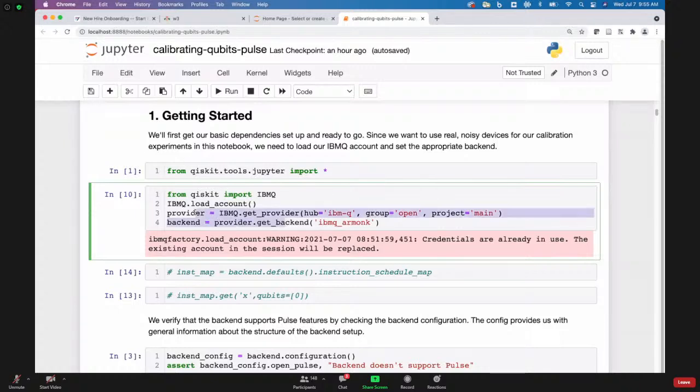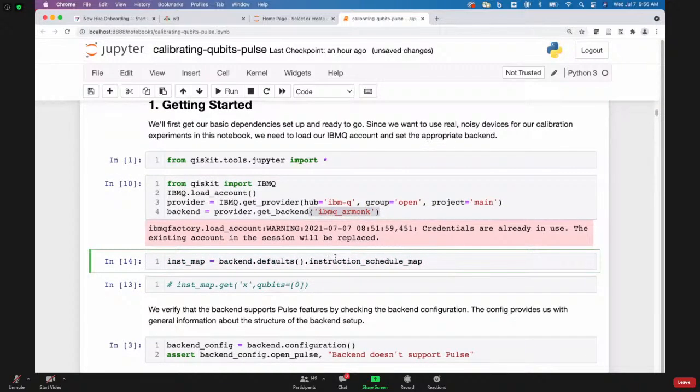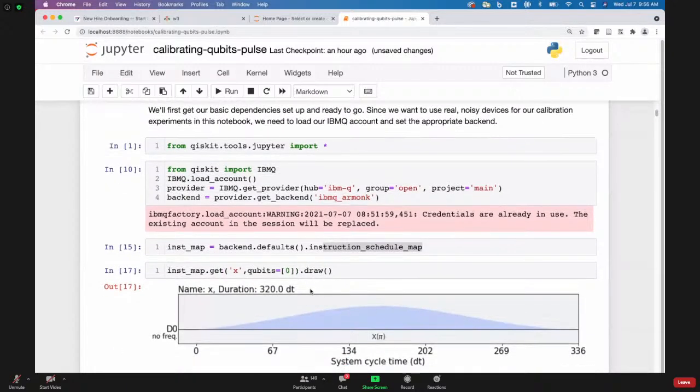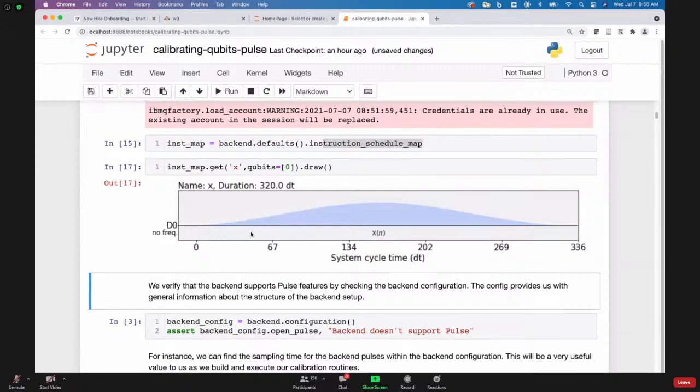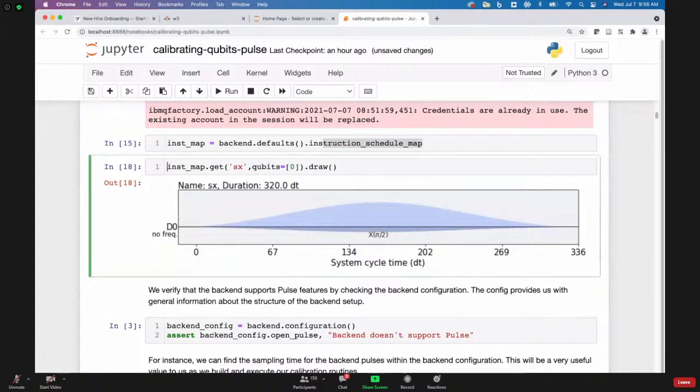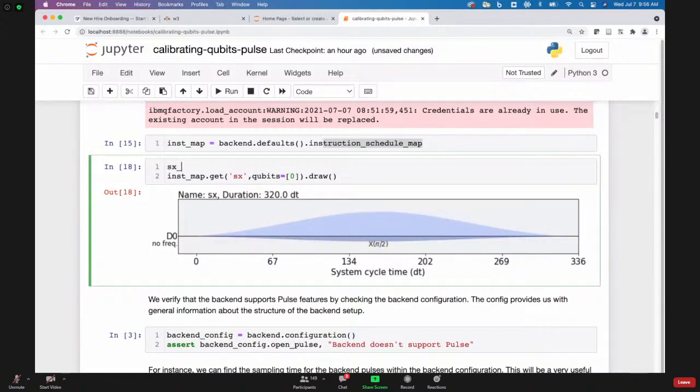So in here, I'm just going to set up Armonk as my backend by loading my account and using the open provider and Armonk here. Now, one thing I mentioned earlier is the idea of the instruction schedule map. The backend has some defaults, specifically this instruction schedule map. So now if I get my X gate and draw this, you can see that this is a gate that has a pulse with a given duration and amplitude.